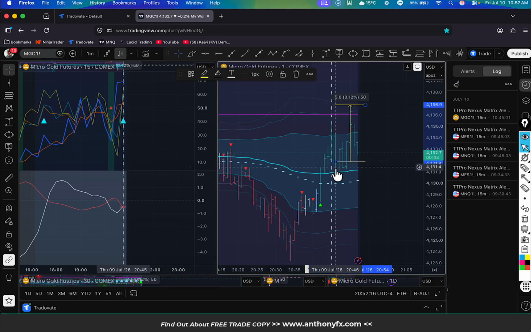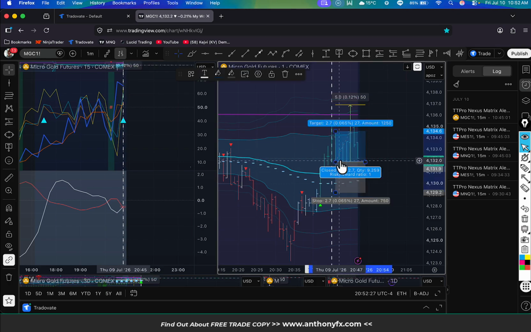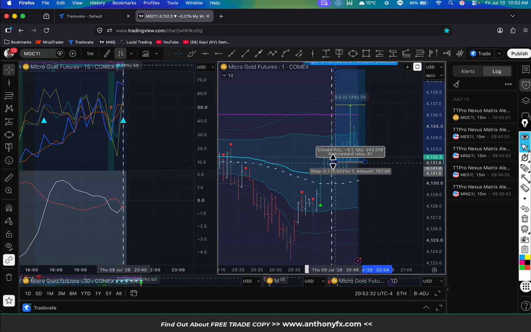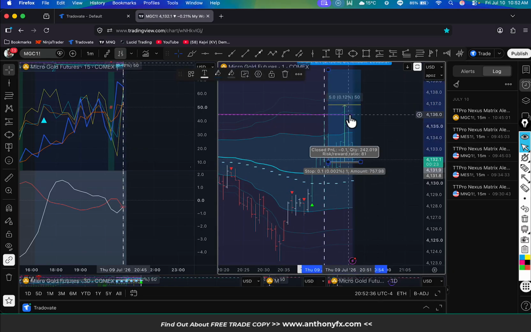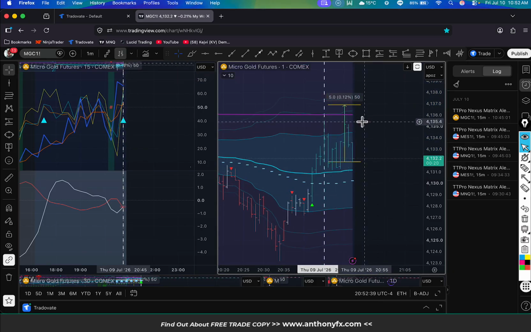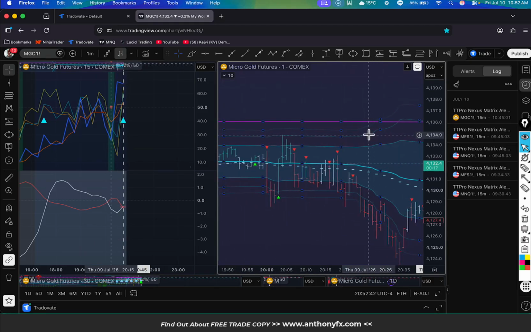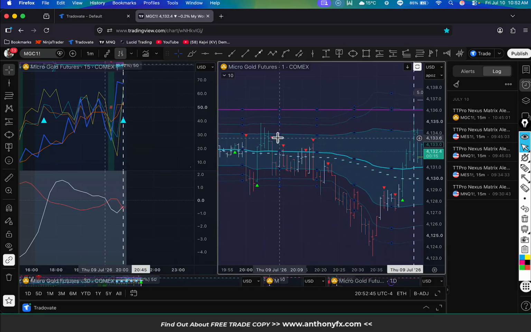I'm inclined to pull my stop loss to break even as soon as it starts to gain a bit of distance. If that's an entry point, somewhere around here, your stop loss would be at break even. And if it gets taken out, just let it go, because there's going to be times when this thing really moves.